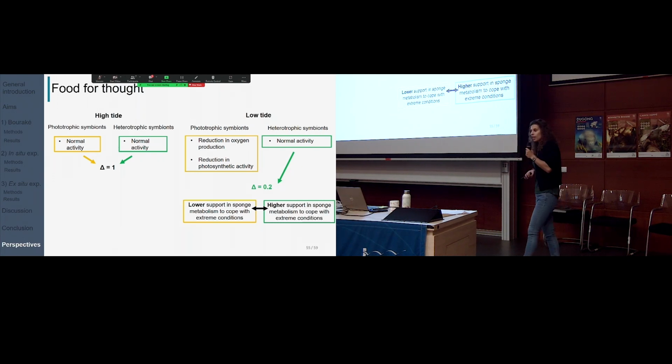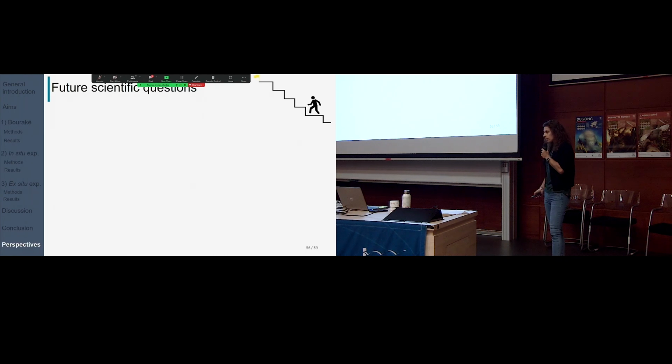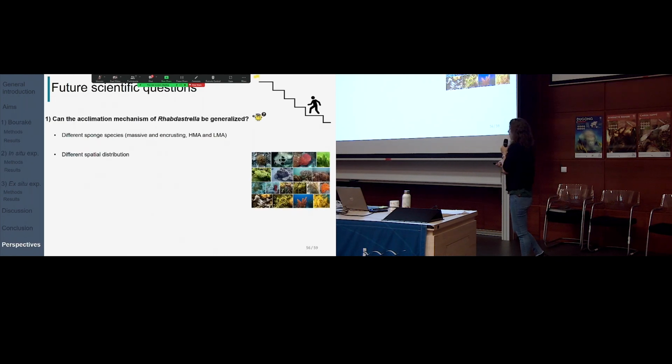So what are the next steps of my thesis? I have a lot of next steps. But I would like to answer some questions in my future project. So the first thing is that I worked on one sponge species, and there are more than 8,000 sponge species all over the world, both massive and encrusting, and both high microbial abundance and low microbial abundance. So I would like to perform a future study to increase our knowledge about carbon and nitrogen cycles in sponges, and also understand the effect of climate change on these cycles and have a more generalized response.